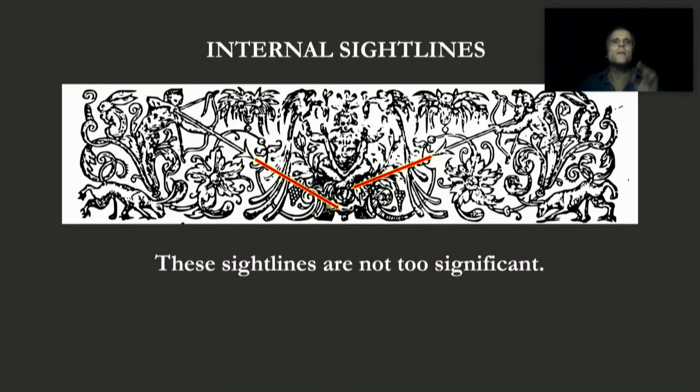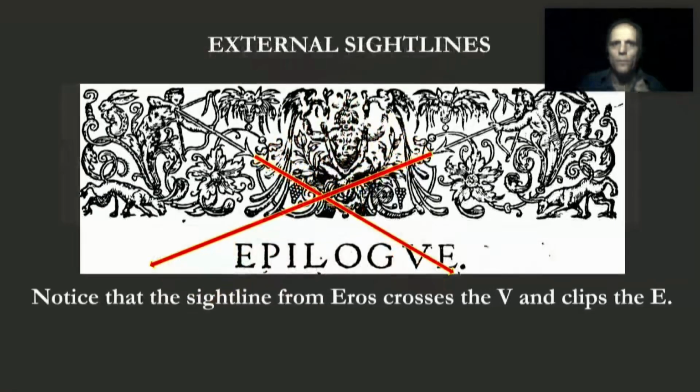Let's look at the internal sightlines for a moment. They are not too significant. Eros points to the tripod Juno is sitting on, while Heracles points to the gourd at her feet. What will the other sightlines present to us? The external sightlines are more promising. Notice that the sightline for Eros crosses the V and clips the second E in epilogue. Unfortunately for Heracles, he points only to the decorative initial F. Put Eros' targets in the back of your mind while we continue.